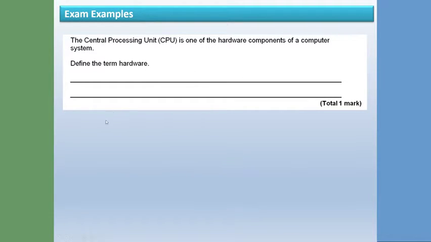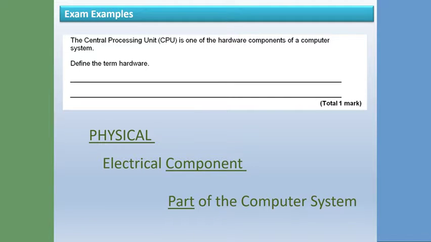Okay, so let's have a quick look at an example. The CPU, Central Processing Unit, is one of the hardware components of the computer system. Define the term hardware. These are some of the keywords we need to include. It is the physical, so it's something we have to be able to hold and touch. It's the physical electrical components, because that's essentially what's running through them, electrical voltage, and it's part of a computer system. It's the physical electrical components which are part of a computer system. That would get you your 1 mark.